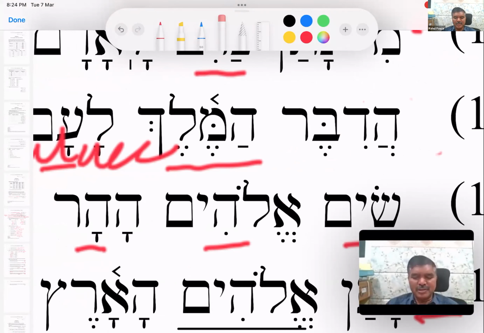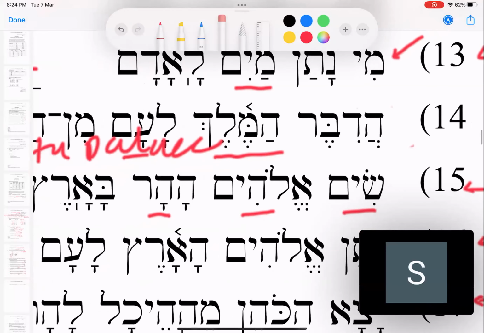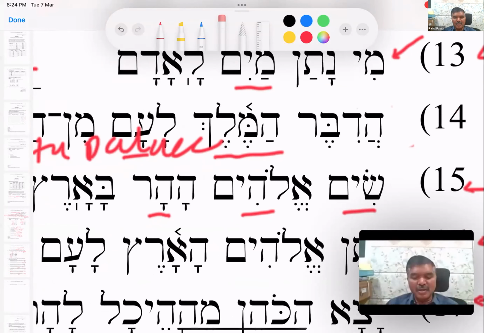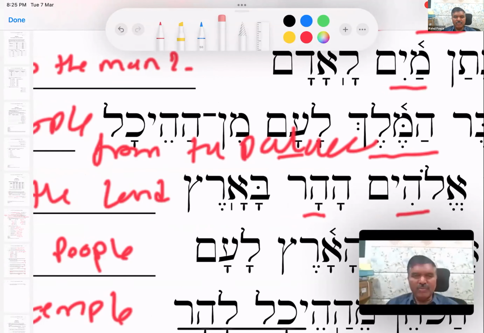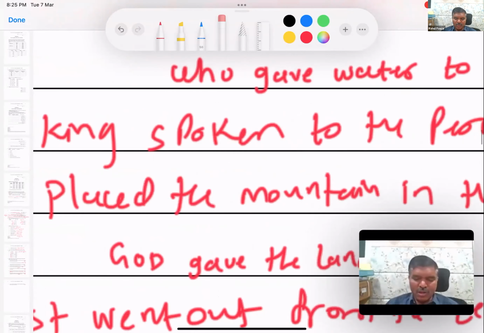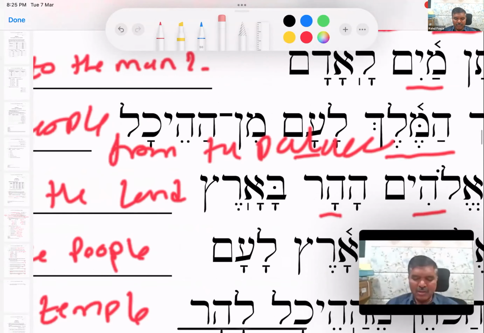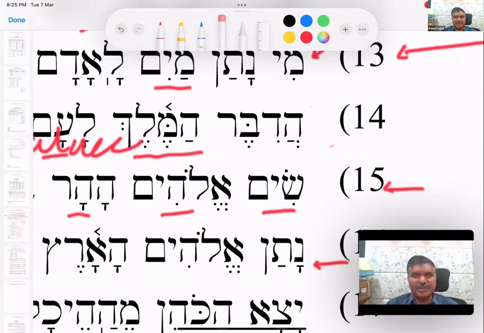Who will try this translation? He spoke to the king. Did or has the king spoken? La'am is to the people, from the temple, mi ha'hekal. Has the king spoken to the people from the temple? Or from the palace?